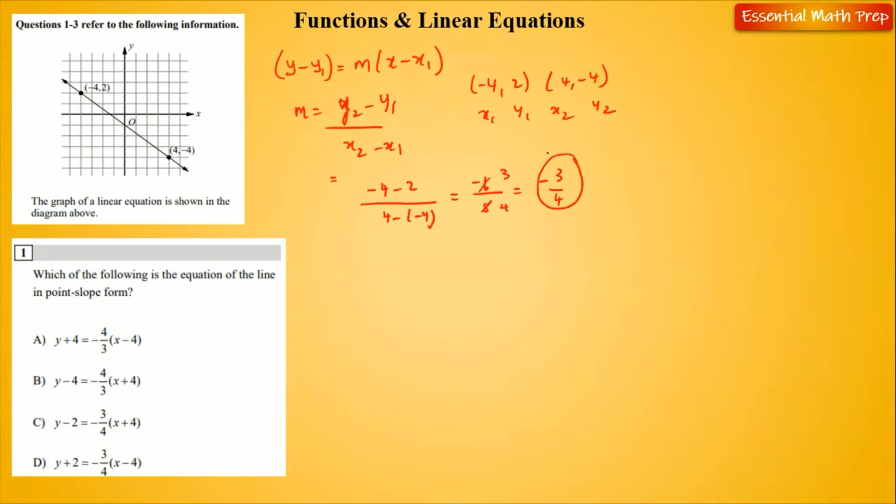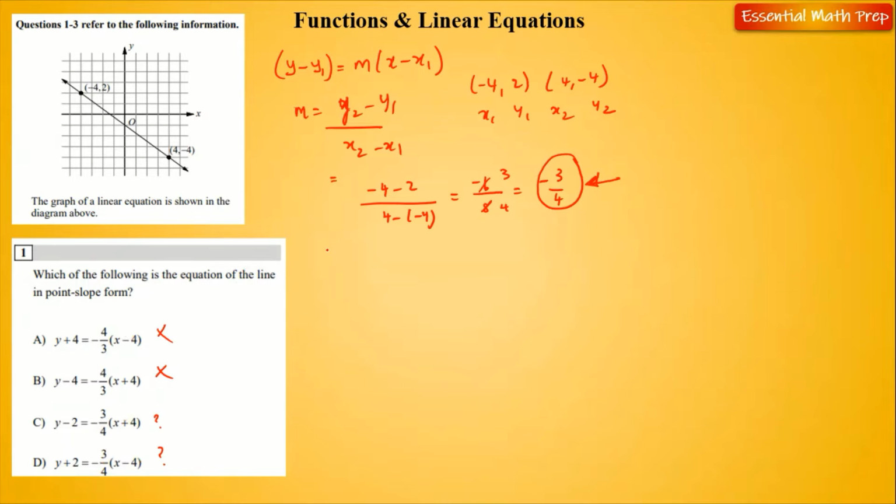So right away, look for equations that have a slope of negative 3 over 4. If it doesn't have this as a slope, then most likely that is an incorrect choice. So this is incorrect, this is incorrect. So only one of these two is correct, because these only have a slope of negative 3 over 4, right?